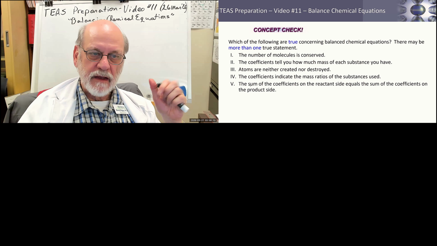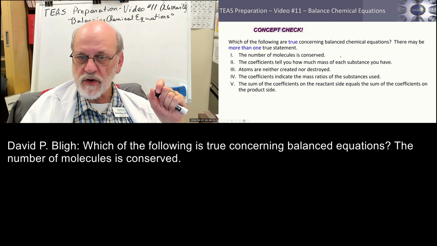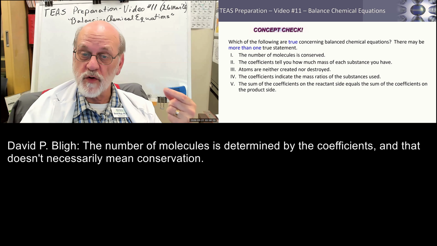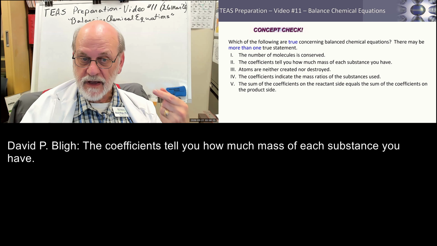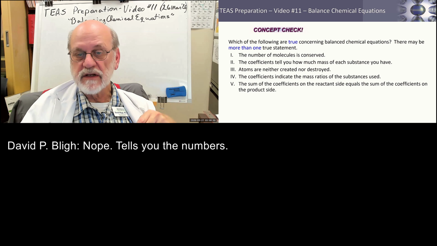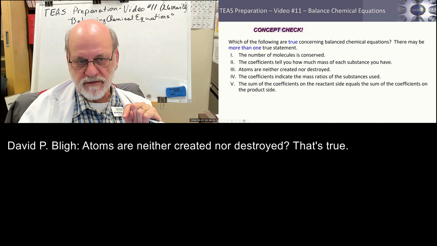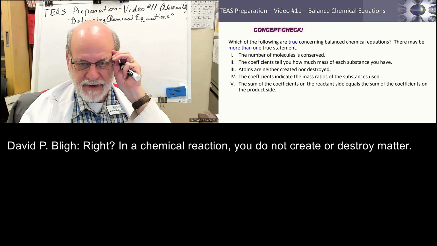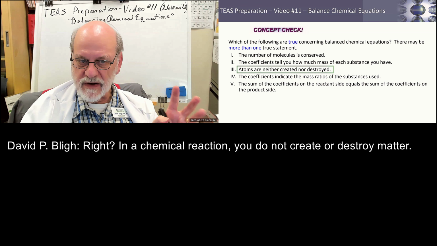Okay. Which of the following is true concerning balanced equations? The number of molecules is conserved. No. The number of molecules is determined by the coefficients, and that doesn't necessarily mean conservation. The coefficients tell you how much mass of each substance you have? No. They tell you the numbers of molecules and atoms that you have. Atoms are neither created nor destroyed. That's true. In a chemical reaction, you do not create or destroy matter.